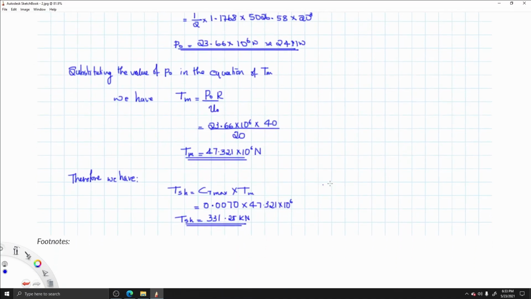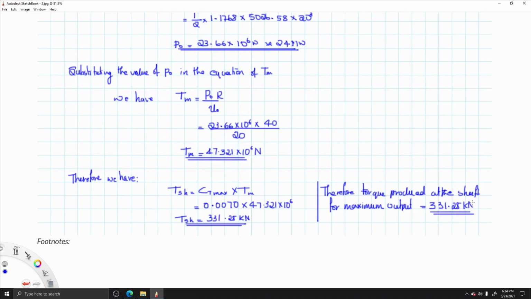Okay. So therefore the torque produced at the shaft for maximum output is equal to 331.25 kilonewton. That's our final answer. This is the end of problem number 2.